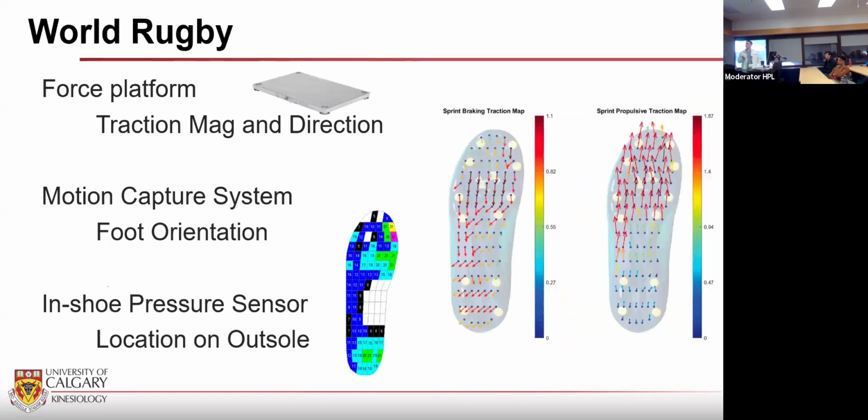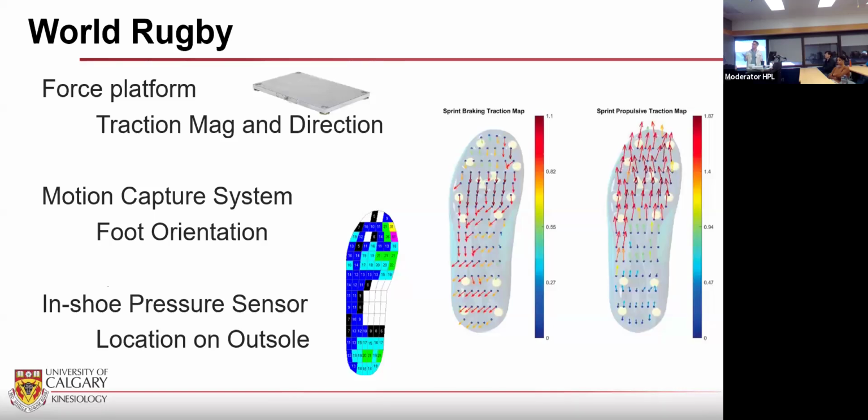The force platform allows us to determine the traction magnitude and direction. The motion capture system allows us to determine the foot orientation, and the in-shoe pressure sensor allows us to determine the location on the outsole.